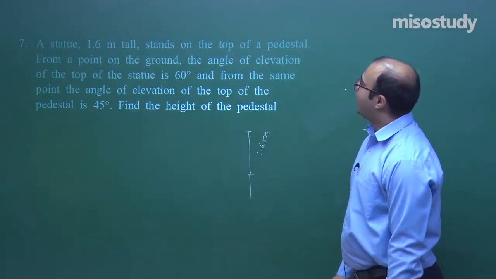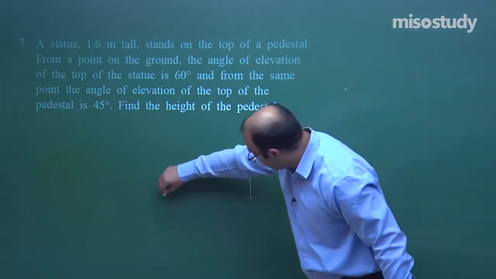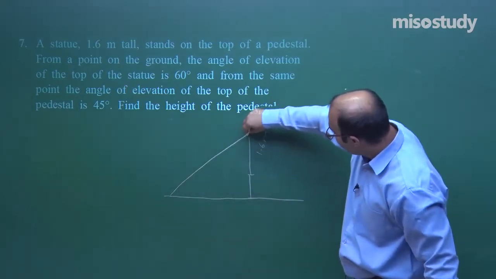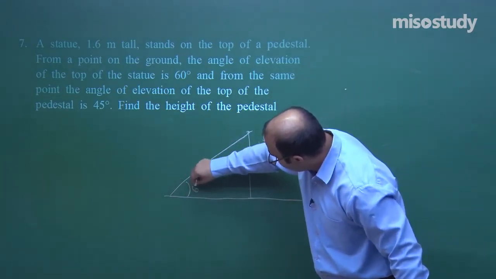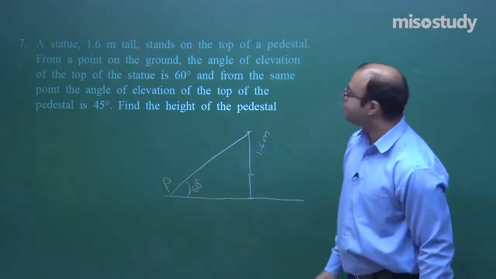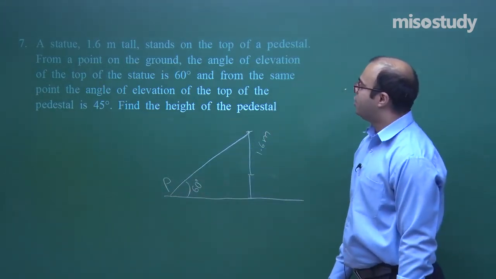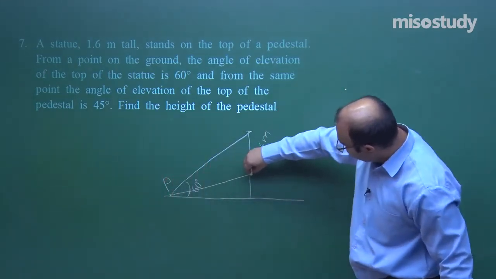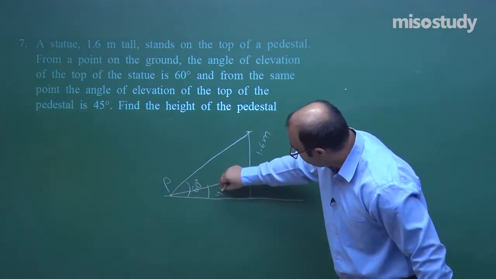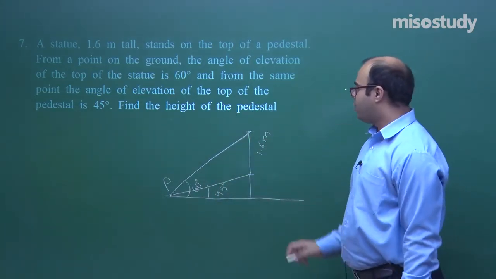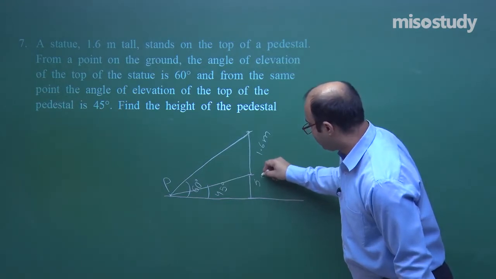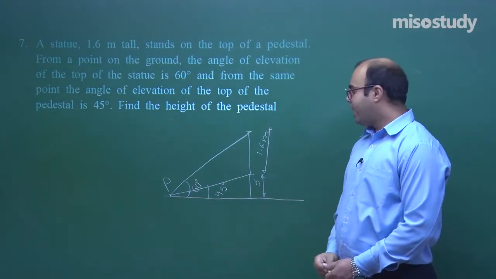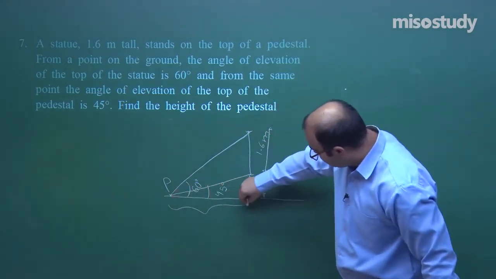From a point on the ground, the angle of elevation of the top of the statue is 60 degree. So, this is the ground where pedestal is kept. And from the same point, the angle of elevation of the top of the pedestal is 45 degree. From the same point, if we see this top of the pedestal, this is at an angle of 45 degree, students. Find the height of the pedestal. This height we have to find. This height from here to here, and from here to here it is already given 1.6 meter. So, again we take one more variable here, this distance as x.